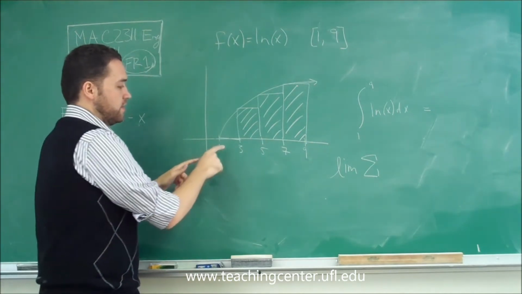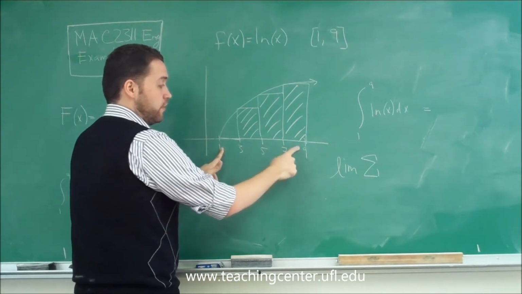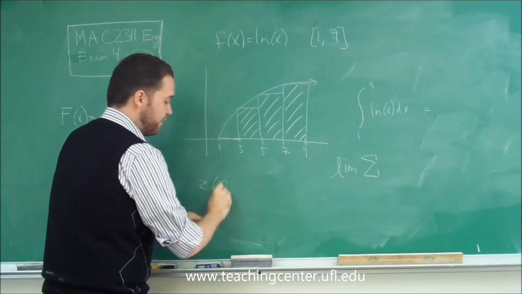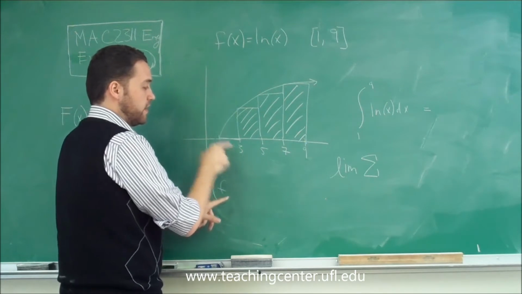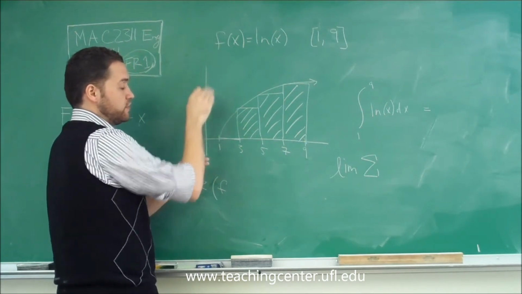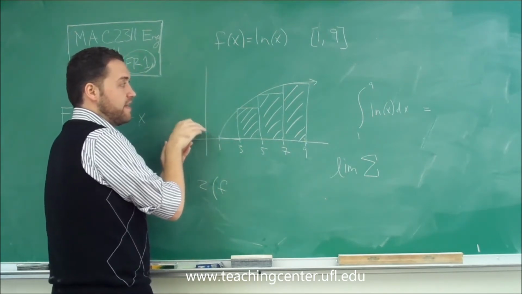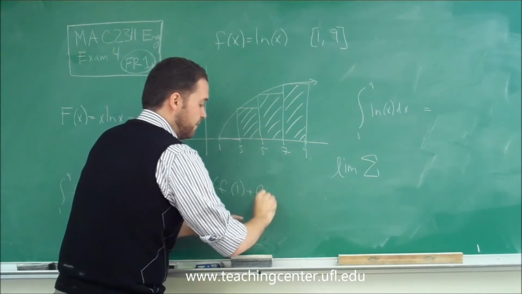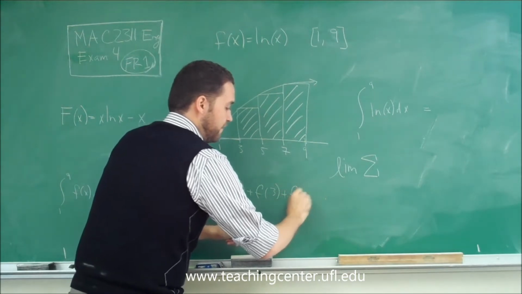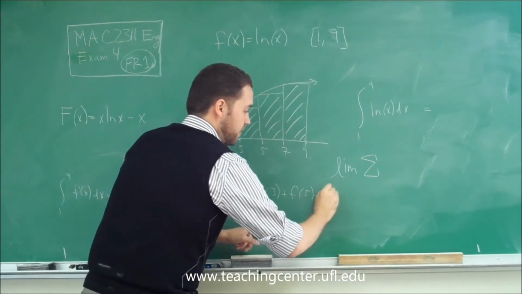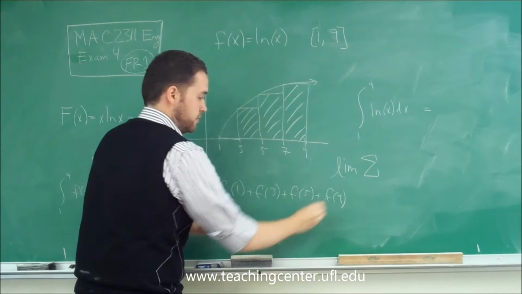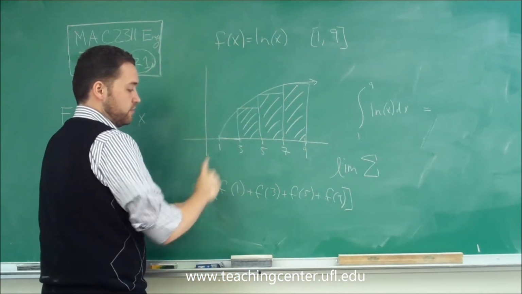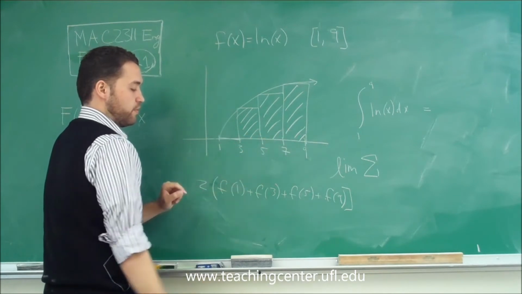We know the widths are all going to be 2, so we can simply say 2 times f of our left endpoint, because f is what the function is equal to, the y value, and that's our height in this case. So it's going to be f of 1 plus f of 3 plus f of 5 plus f of 7. You can see that 2 times this gives you the area of the first rectangle, 2 times that, the area of the second, and so on and so forth.